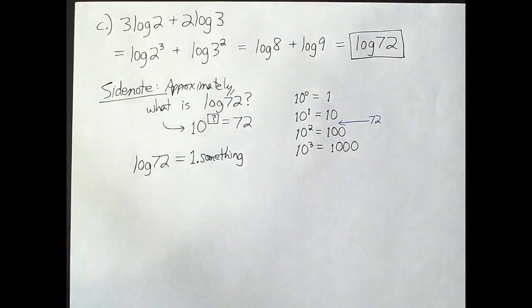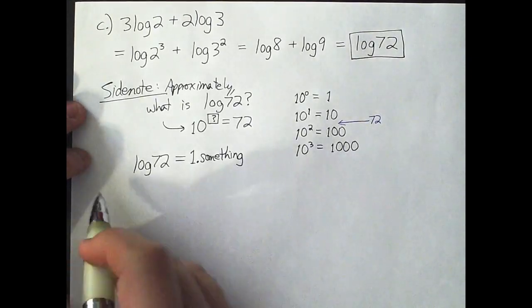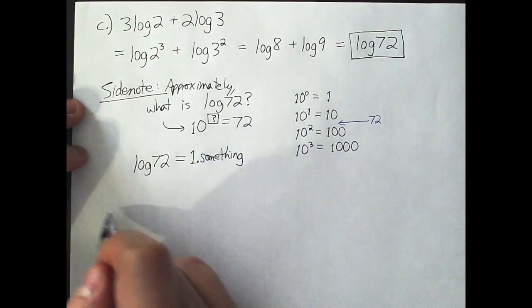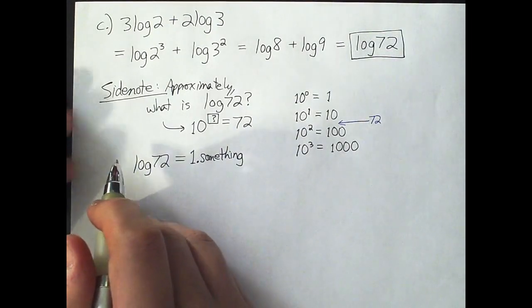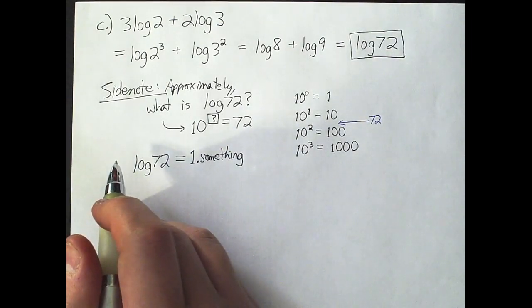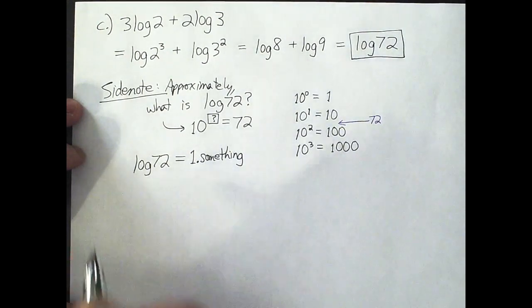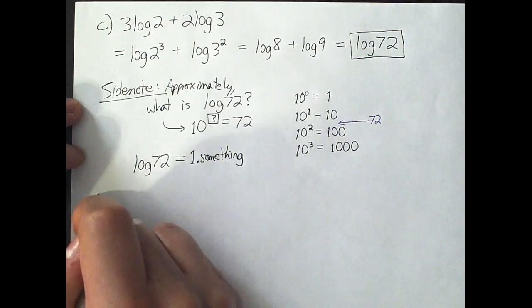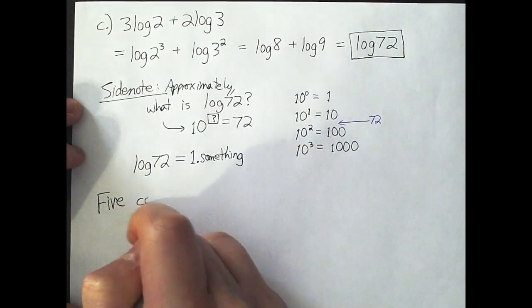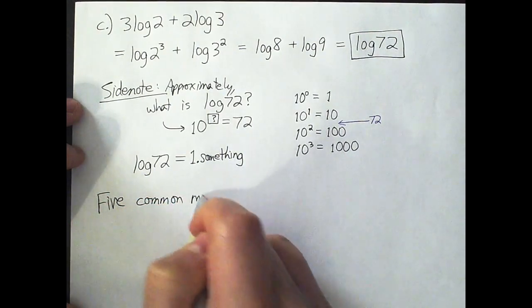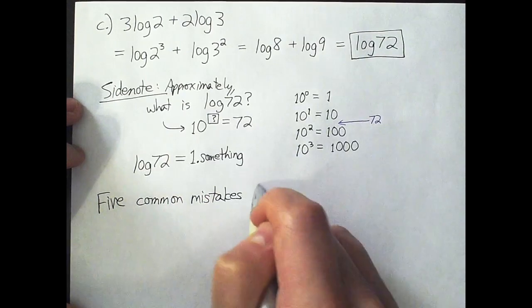So we've done a good amount of problems. What else can we talk about here? All right, we've got a couple more things to talk about. One thing that I always try to do when I teach logarithms is tell you some common mistakes to watch out for. I was going to show you 4 common mistakes, but I'm gonna make it 5 common mistakes to watch out for.